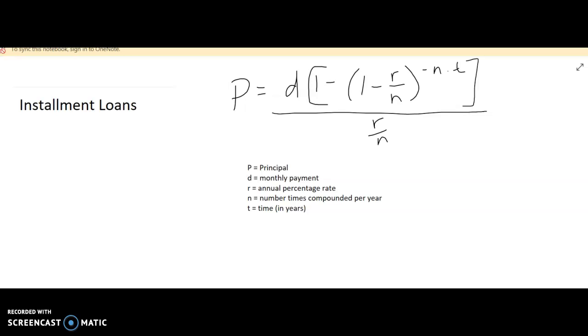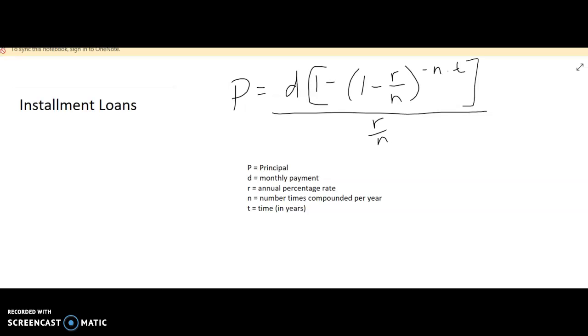D is the monthly payment. So how much are you paying every month? That's D. R is the annual percentage rate. Now, generally that comes as a percent, so we've got to change it to a decimal to play. N is the number of times compounded per year. Okay, generally we make monthly payments. There are 12 months in a year, so generally N is 12. T is time in years.